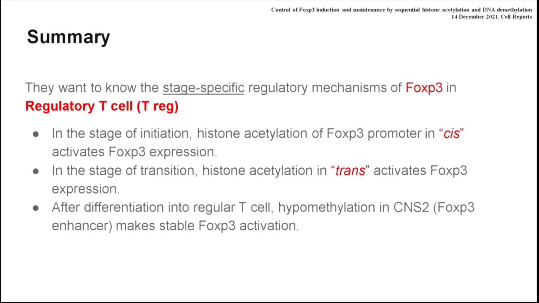Before starting the review, I'll show you a brief summary of this paper for better understanding. In this paper, they want to know the stage-specific regulatory mechanisms of Foxp3 in regulatory T cell. The answer of this question can be summarized in 3 sentences. There are 3 stages of the regulatory T cell, and they revealed the specific mechanisms of them. Then, what is Foxp3 and what is regulatory T cell?